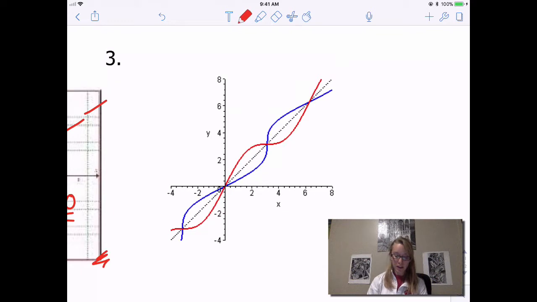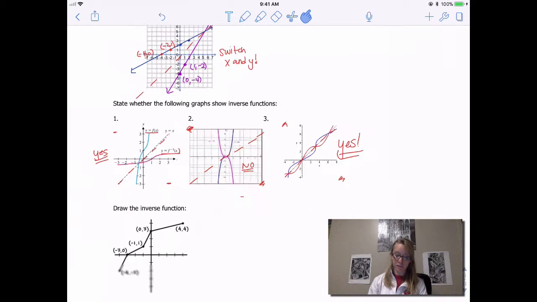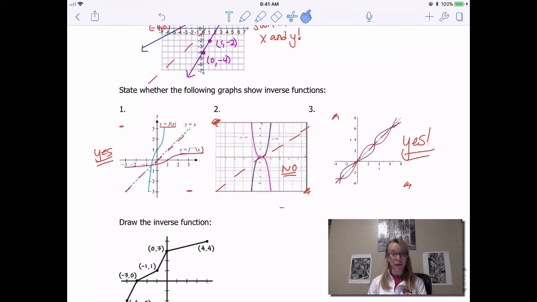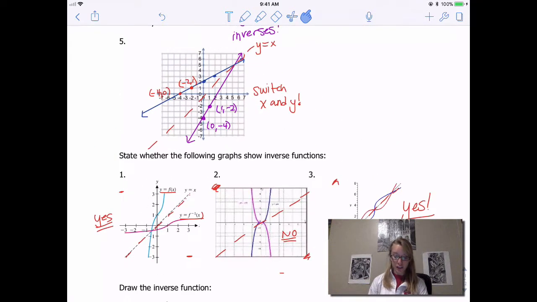And then number three, this time I do have the line y equals x. If I folded from top left corner to bottom right corner, my blue graph would lie on top of my red graph. So this is yes, I do have inverses. So you might be asked on a quiz or on a test, can you identify inverses? You're looking for points where x and y are switched, and you're also looking, can I fold that graph over the line y equals x?